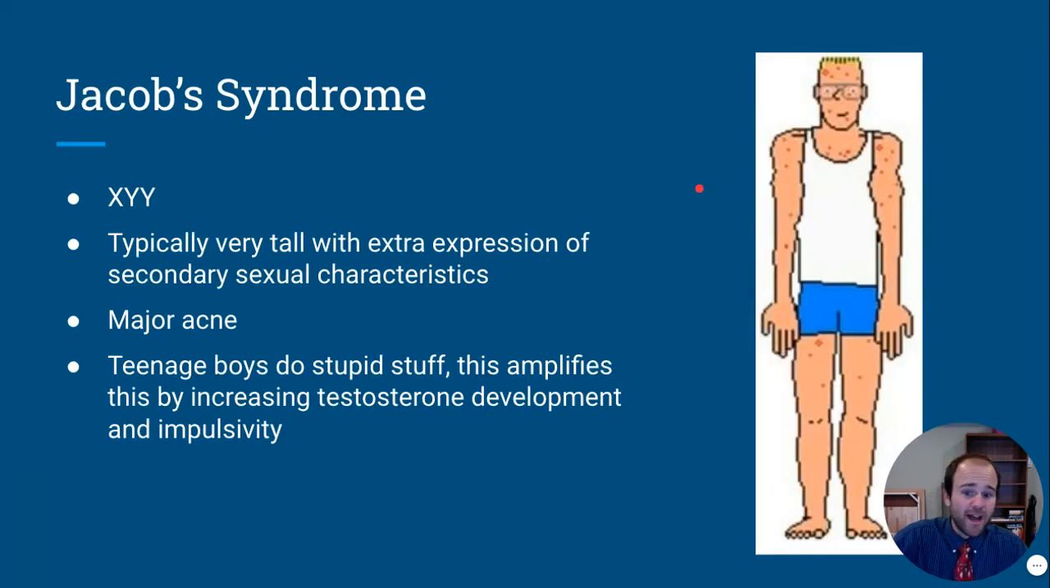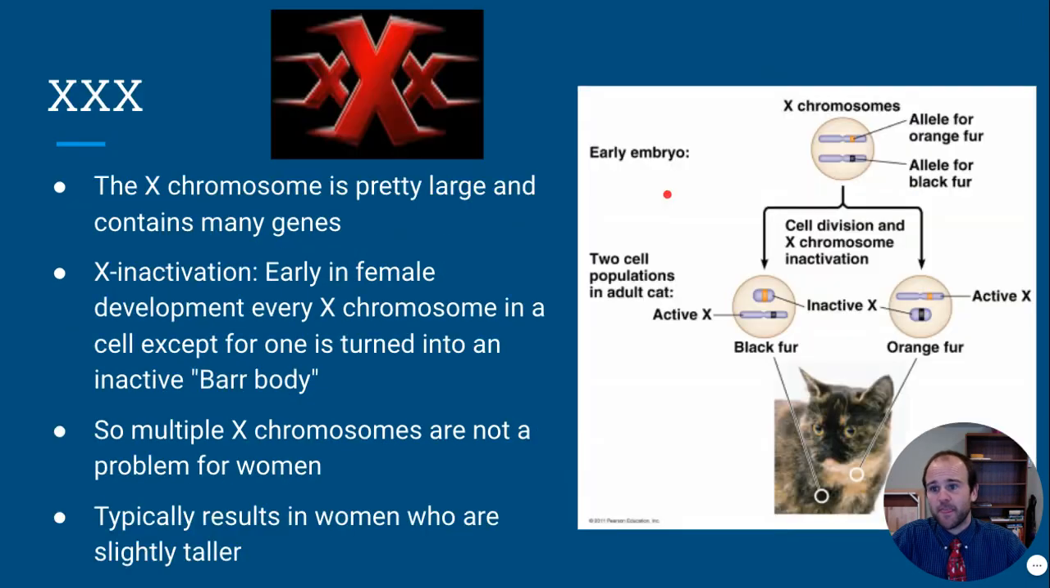Jacob syndrome, XYY, too many Y chromosomes, typically ends up being very tall, usually has major acne, can have some extra expression of secondary sex characteristics. You probably have more testosterone, so there's more impulsivity. Finally, XXX syndrome. This is actually not really that big of a deal. Sometimes women are a little bit taller, but for the most part, women actually deactivate their second X chromosome. It becomes condensed into something called a bar body. And so XXX doesn't really cause any problems because it's going to be deactivated as a bar body anyway.